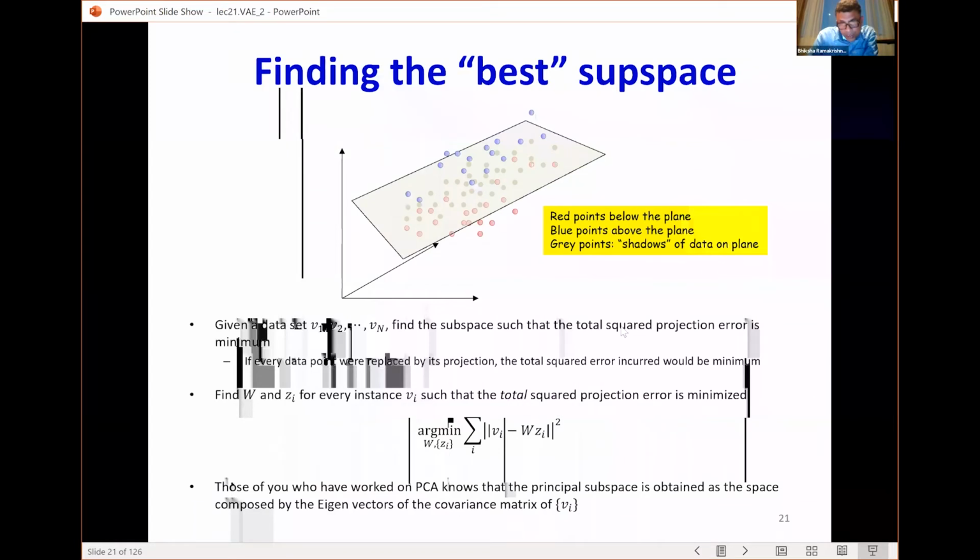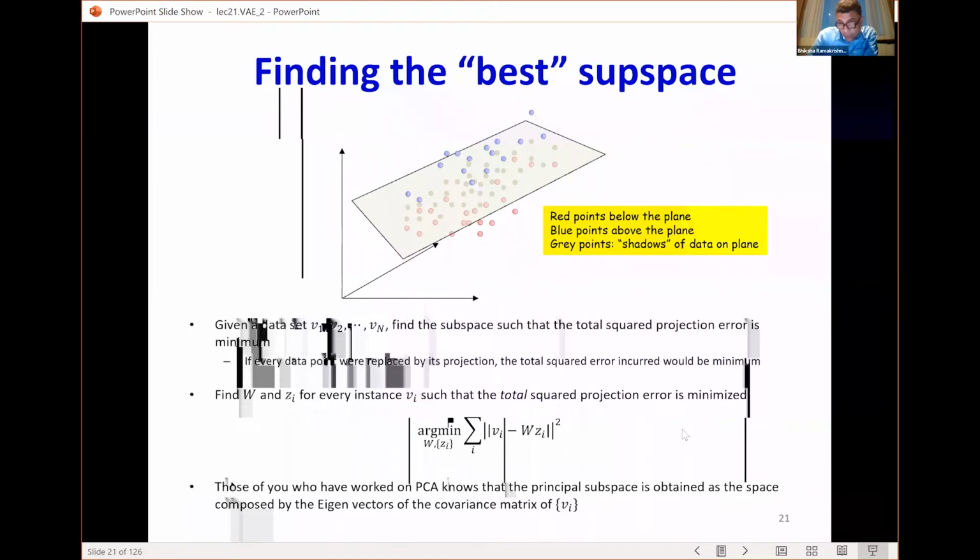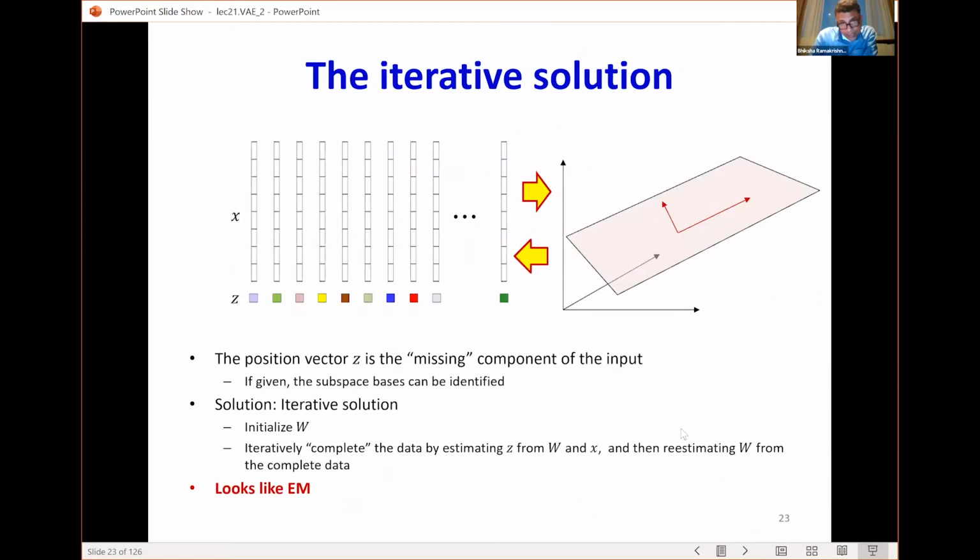So again, our point is that when we were trying to learn the principal subspace, we were trying to learn both the bases of the subspace and the coordinates for all of the data points, all the Z's. So the way we did it was we initialized the subspace, we initialized the W, then used the W to find the coordinates of the shadows of all of the data points on this principal subspace, basically the Z's. And then once you had the Z's, you used the Z's and the X's to re-estimate the subspace. Then you used the estimated subspace to go back and find the coordinates and repeated the process.